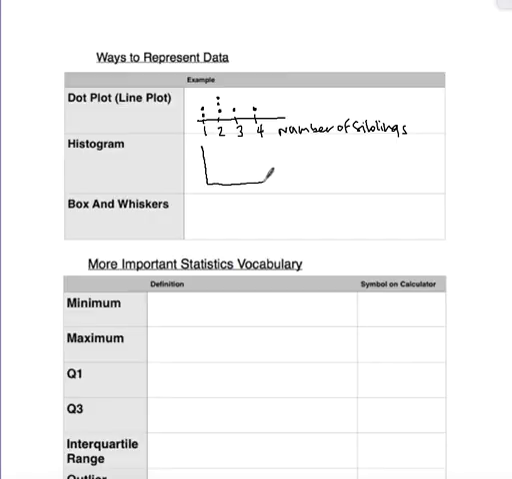A histogram is going to have an L shape. At the bottom, you'll have some sort of category. So say it's favorite class. On the side, you would have number values.